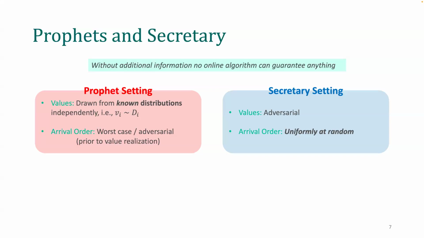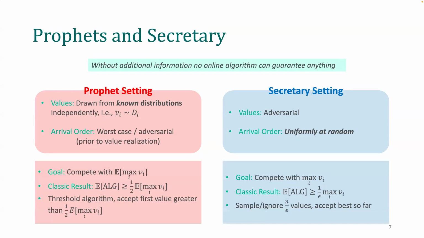And in the secretary model, the values can be completely arbitrary and adversarial, but the arrival order is going to be uniformly at random, right? And in both of these scenarios, there are really nice, simple online algorithms that give you a constant approximation to the offline optimal. So if you compare against the expected value of the offline optimal of the profit, who knows the realizations in advance and can always choose the maximum value, we can get good online algorithms that compete with this expected offline optimal in both the profit and the secretary model.